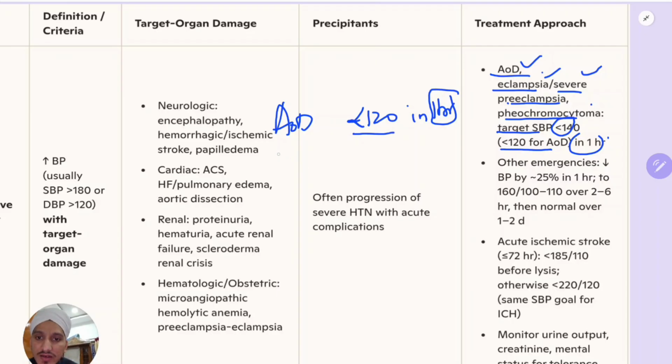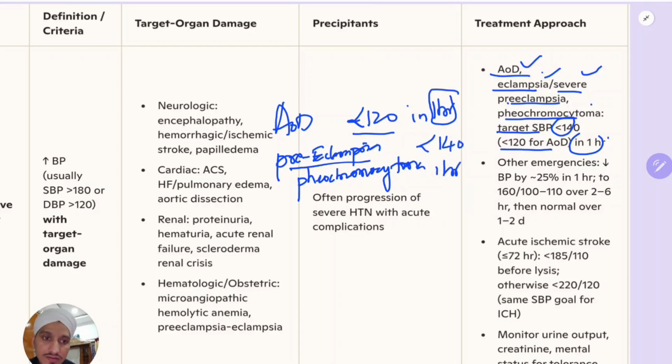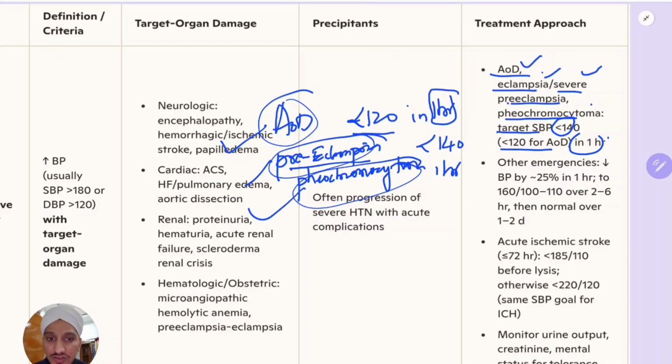But in pre-eclampsia, severe pre-eclampsia, whether it can be severe or not severe, and one more, pheochromocytoma. The target is less than 140 in 1 hour. Okay, that's one. So these are special things: aortic dissection, pre-eclampsia, pheochromocytoma. Okay, pheochromocytoma, very important to remember.